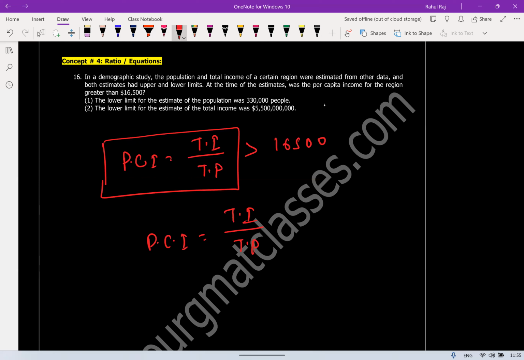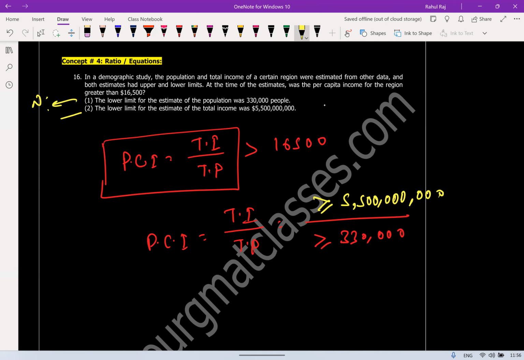What is option number 1? The lower limit of the estimate of population. Lower limit means minimum population is 330. Am I right? This is the minimum population that is given to you. You don't know what the exact population is. Minimum is so much, and the maximum could be however much it can be, which is not given to me. It's not defined. So option number 1 is not sufficient. Option number 2 says lower limit of the income. So this is again the lower limit of the income. Again, lower limit of income, I know. I don't know what the total income is. So option number 1 and option number 2 are individually not sufficient for sure.